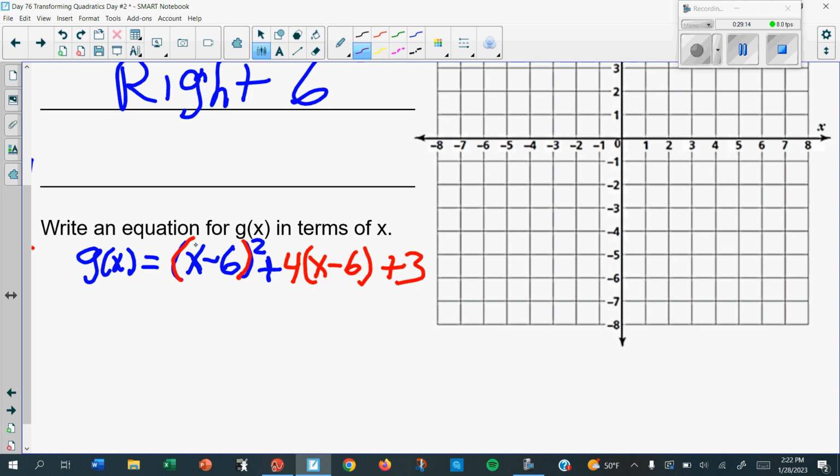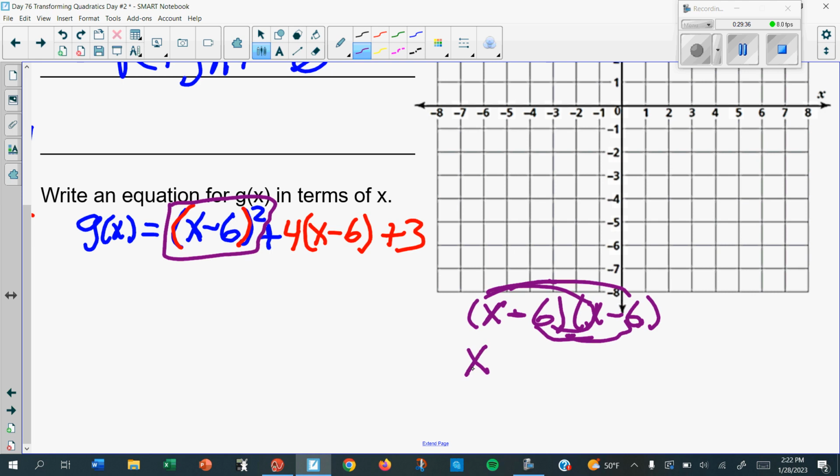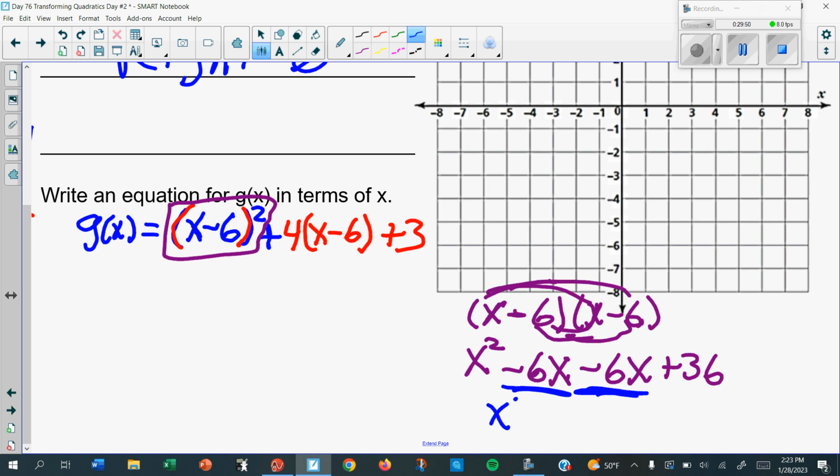Again, it's so nice, you have to write it twice. So we'll do this on the side. How about over here? x minus 6 times x minus 6. Okay, when you do box or FOIL, and you do all the combinations, you get x squared minus 6x minus 6x plus 36. Okay, so you combine like terms. x squared minus 12x plus 36.